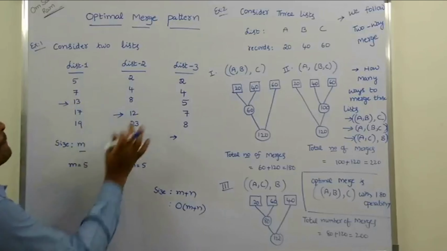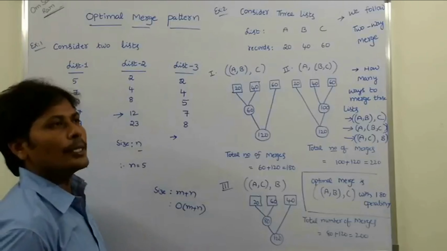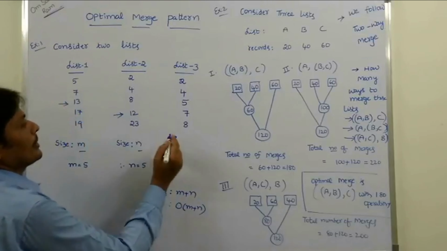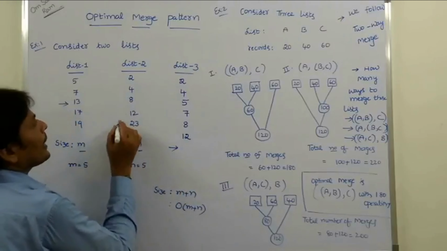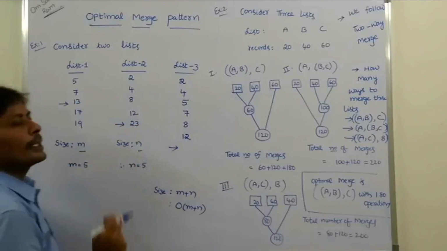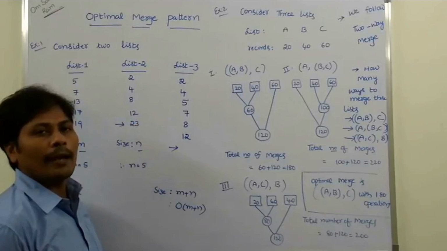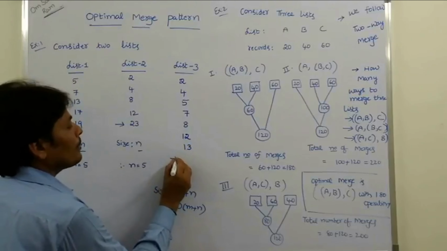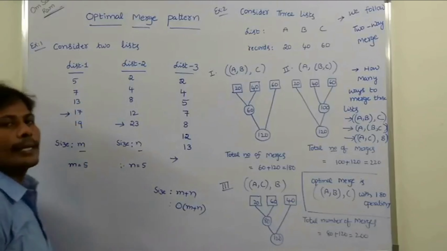Next, 13 is compared with 12. Among 13 and 12, 12 is the minimum value, so the element 12 in list 2 is moved to list 3, and the pointers are incremented in list 3 and list 2. Next, 13 is compared with 23. 13 is the lesser value, so the element 13 is moved to list 3, and the pointers are incremented in list 3 and list 1.